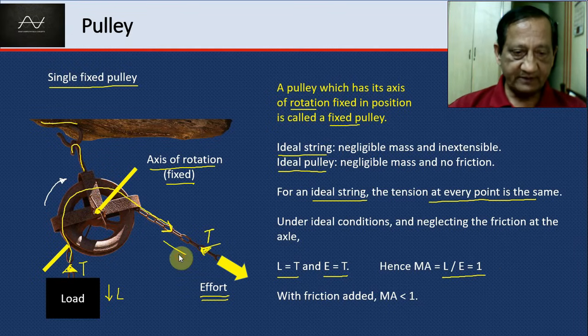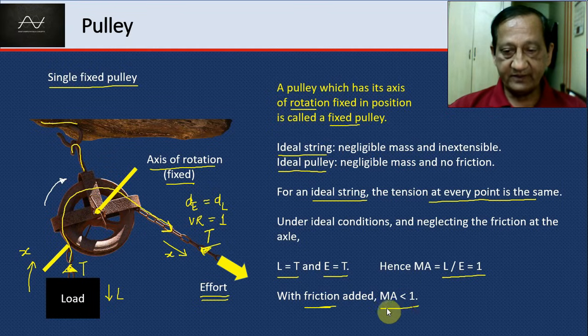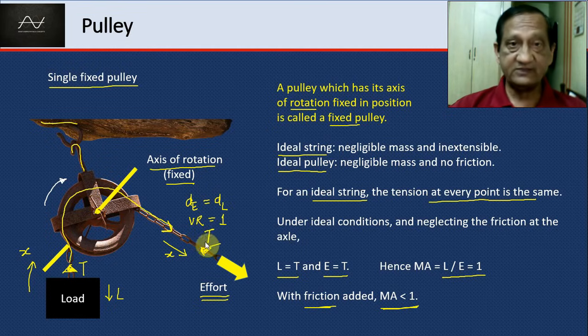If you pull this by a distance x, then the load will also move up by the same distance x because the rope is inextensible. That means dE, the distance moved by effort, is equal to dl, the distance moved by the load. So velocity ratio is dE by dl, that is also equal to 1 under ideal conditions. But if friction is added, then we have to overcome that friction. Then the mechanical advantage will become less than 1. Velocity ratio doesn't change because that is all about distances covered, and efficiency will become less than 1. Under ideal conditions, efficiency is equal to 1.